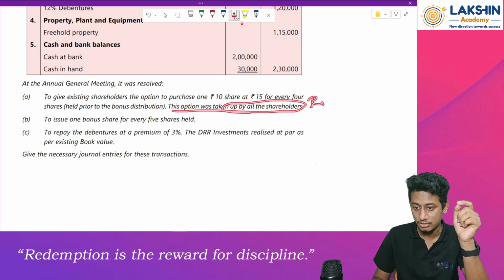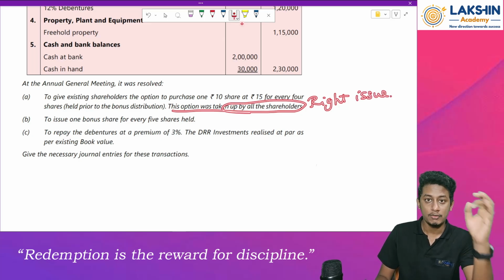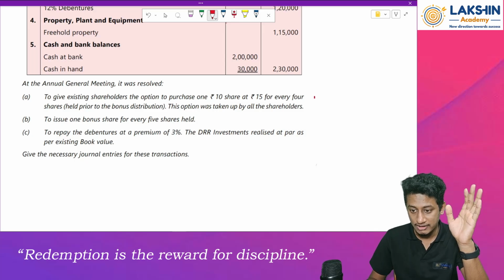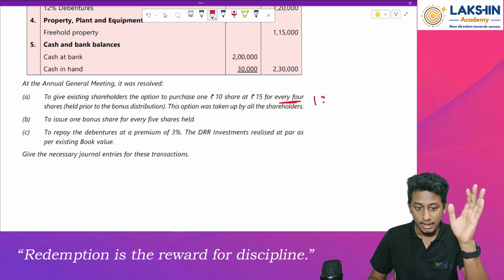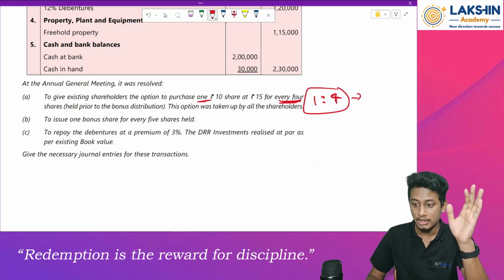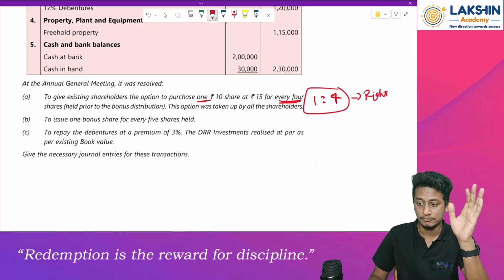That is what? This is what? Right issue. Right? Right issue option is given to us. So for every 4 shares, 1 share is given to you. Right? So 1:4 will be the right issue ratio. Right issue.